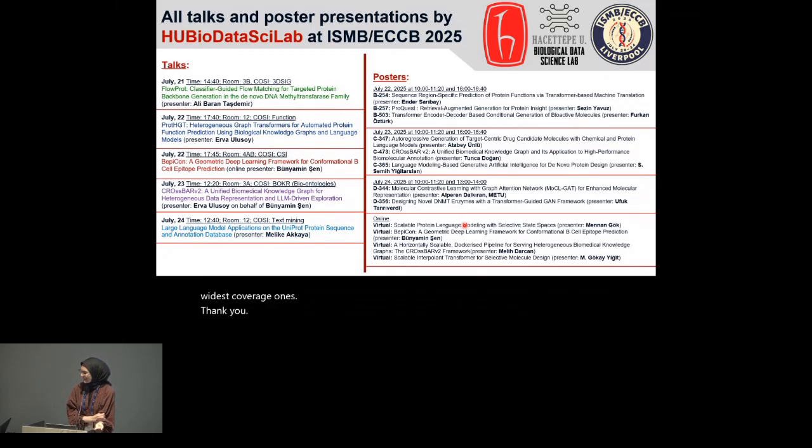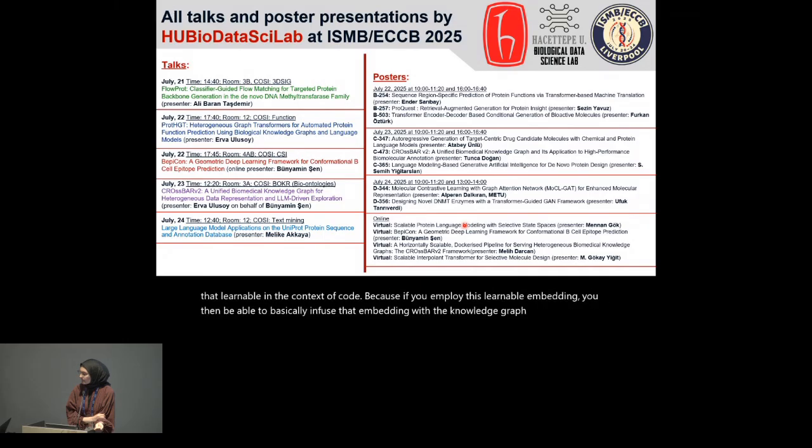Hi, great talk. So I was wondering if it would be possible to make the language model representation, because it's a pooled representation, yes? Across the sequence, if you could make that learnable in the context of coding. Because if you employ it as a learnable embedding, you would then be able to basically infuse that embedding with the knowledge graph information. So for downstream inference, you could just use the updated weights. It's like you're almost fine tuning with the knowledge graph in mind.